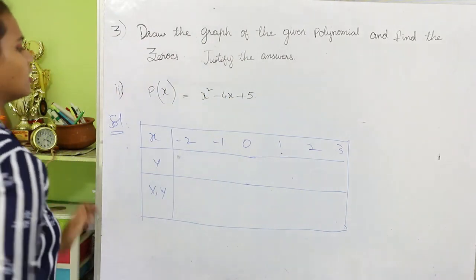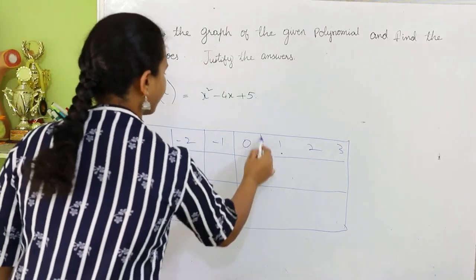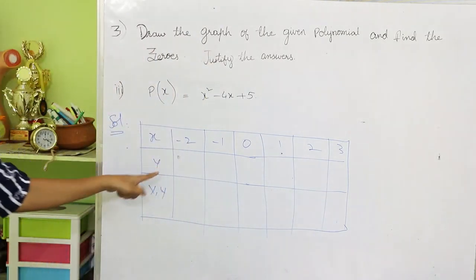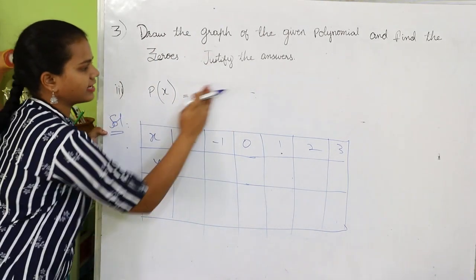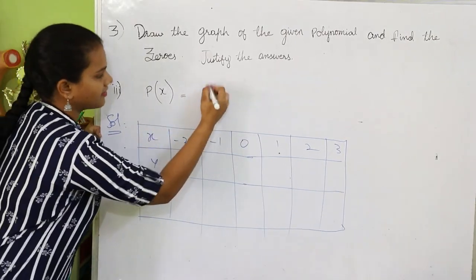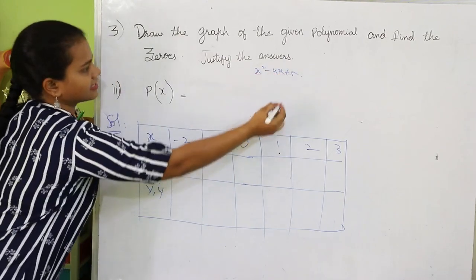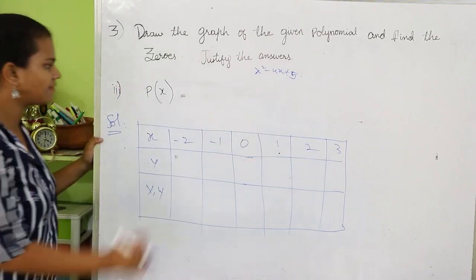So -2, -1, 0, 1, 2, 3. You try to substitute these values in the x place of the given equation. What is the given equation over here? The given equation is x square minus 4x plus 5, right? Are you getting it? x square minus 4x plus 5 is the given equation.